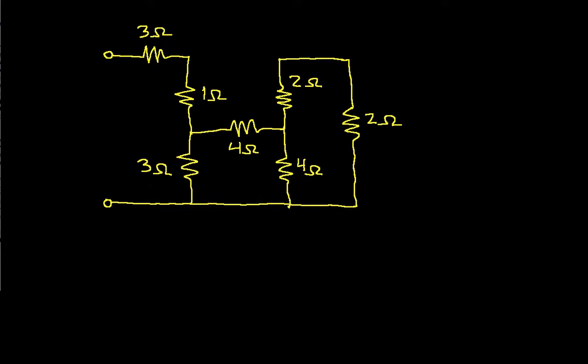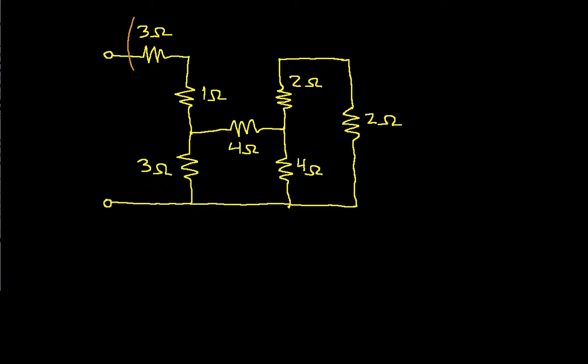Basically, what we want to do to find the equivalent resistance of the entire network is to look for series or parallel resistors, and then combine those series or parallel resistors into equivalent resistors, and continue doing that until we're down to just a single resistor. So if we look at this, we find actually two series combinations of resistors.